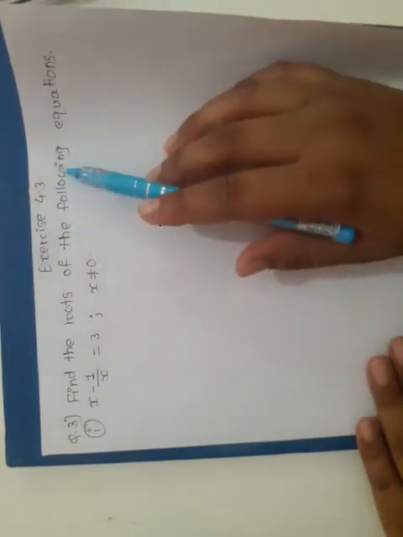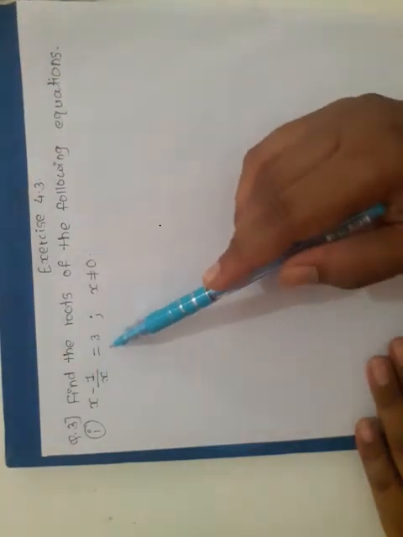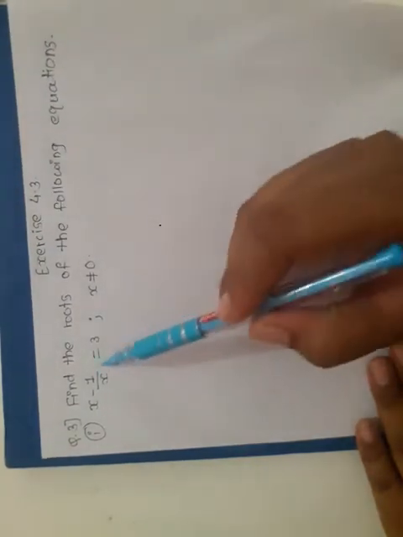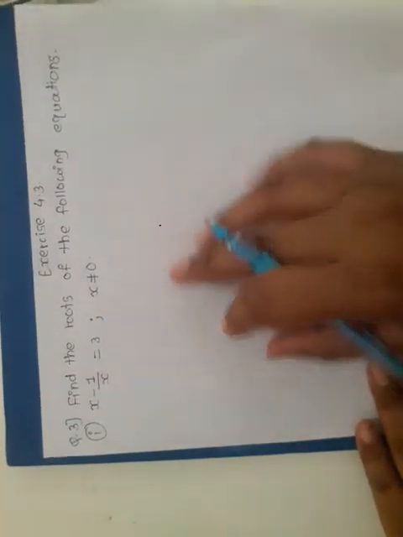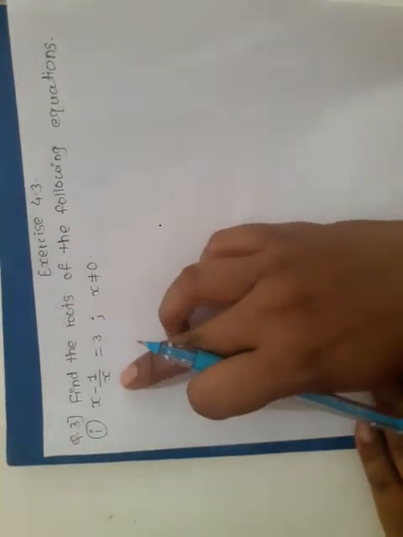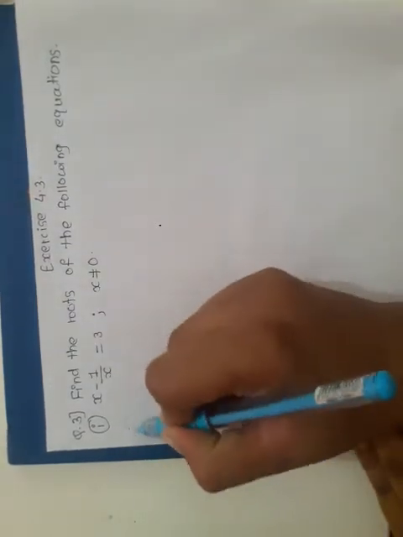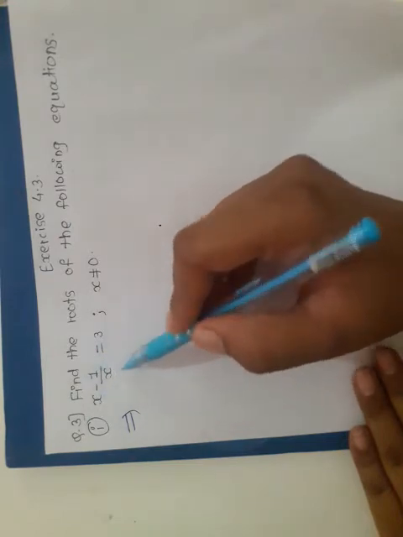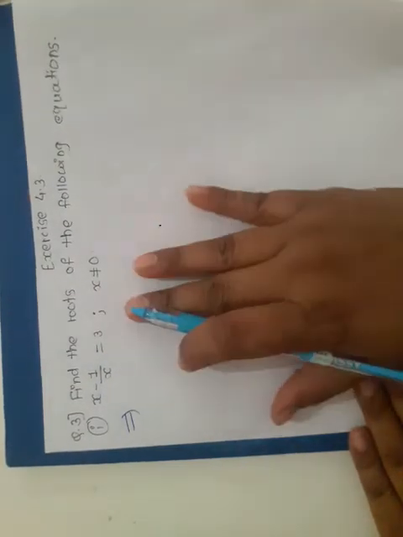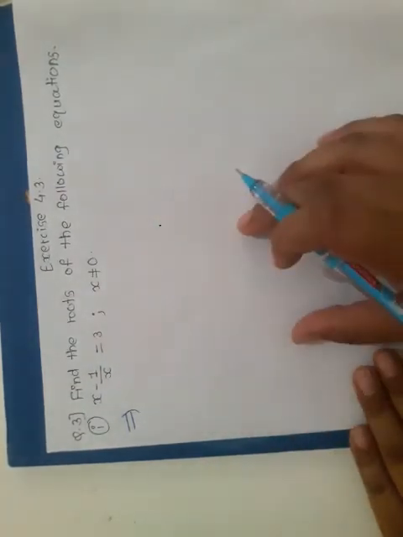In this section we are going to study question number 3 of our exercise 4.3. Find the roots of the following equation: x minus 1 upon x is equal to 3. We have to find the roots of the given equation, means we have to find two values of x. Here you can see the given equation is not a quadratic equation, so first we have to convert it into a quadratic equation.